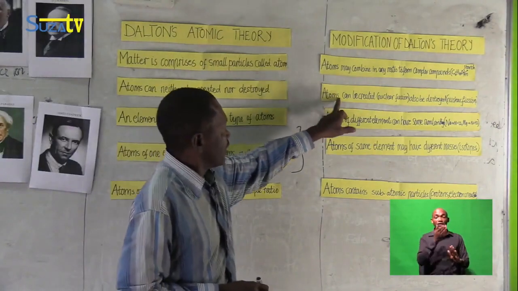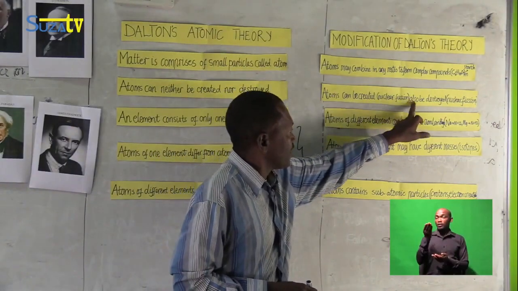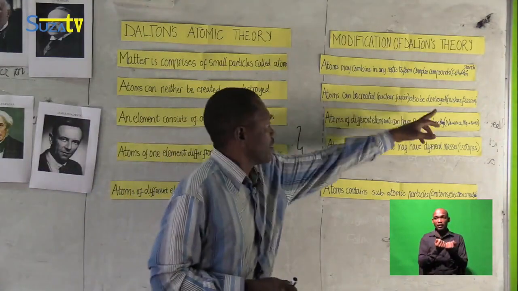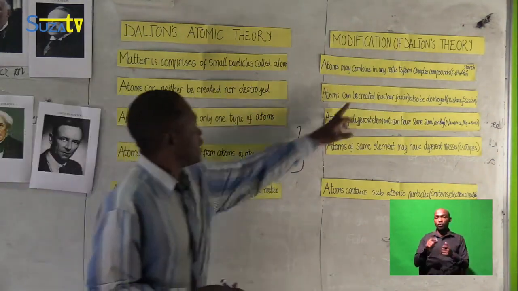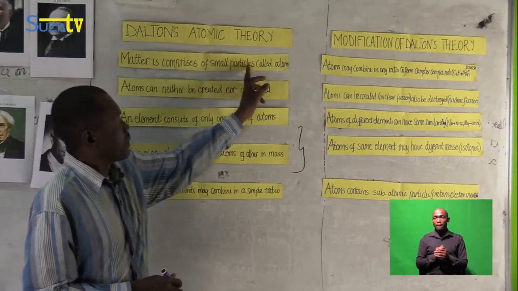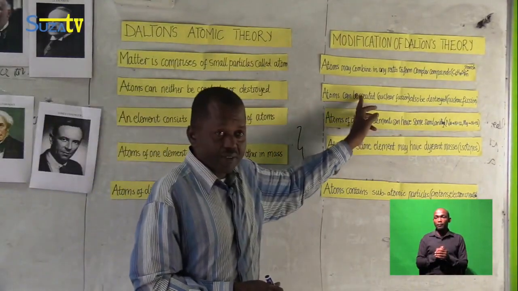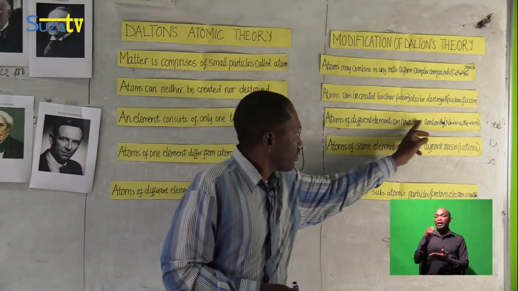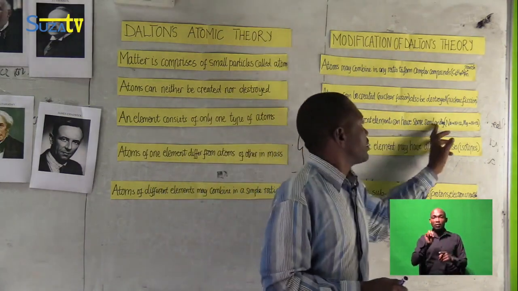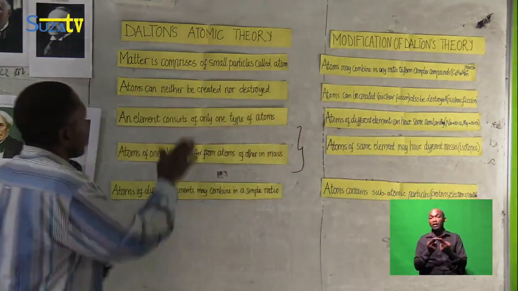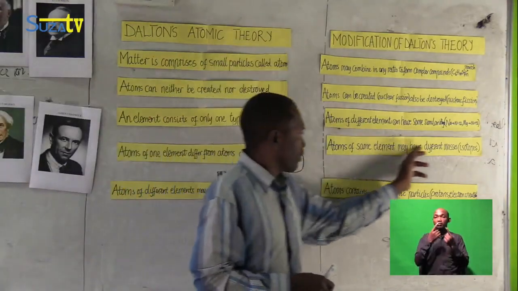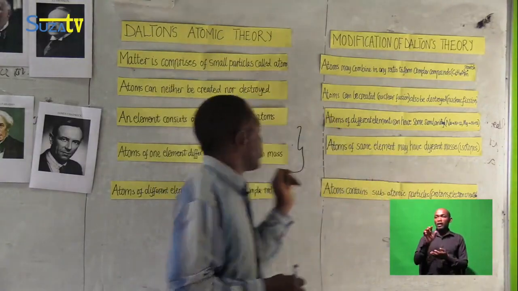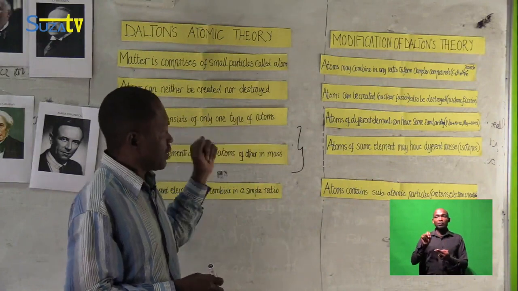What about the second? Atom can be created in nuclear fusion, also be destroyed in nuclear fission. It's about creation. This one is about comprising of small particle, so I think this is also not correct. Atom of different element can have same similarities. So here we have about small particle, here we have about similarities. Atom of same element may have different masses. Also, this one is not a correct modification.